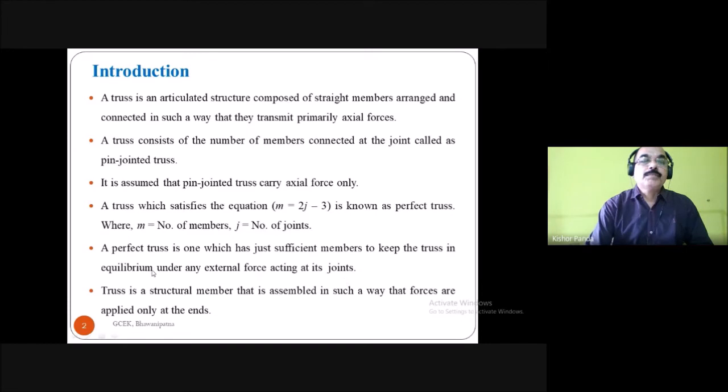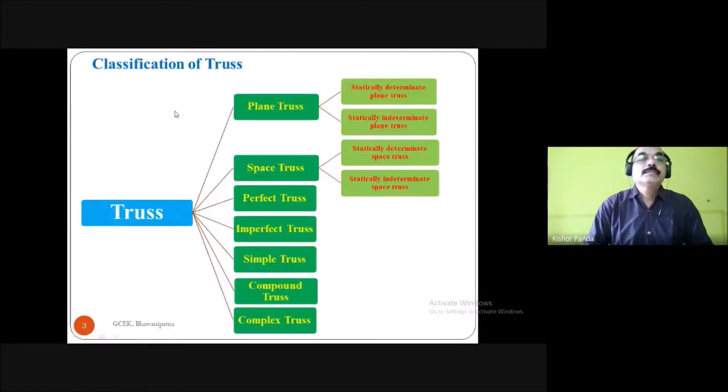You know, a perfect truss is one which has just sufficient members to keep the truss in equilibrium under any external force acting at its joint. And the truss is a structural member that is assembled in such a way that the forces are applied only at the ends. Where you have to apply the force in the truss, you have to apply the force at the joint, at the ends.